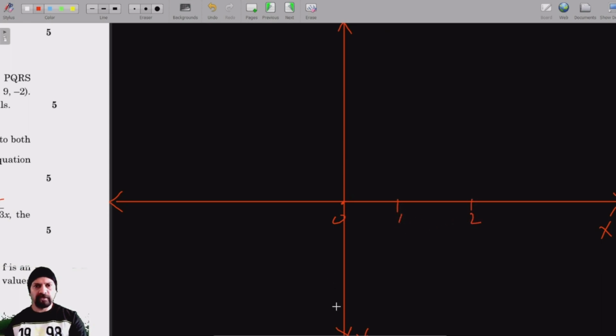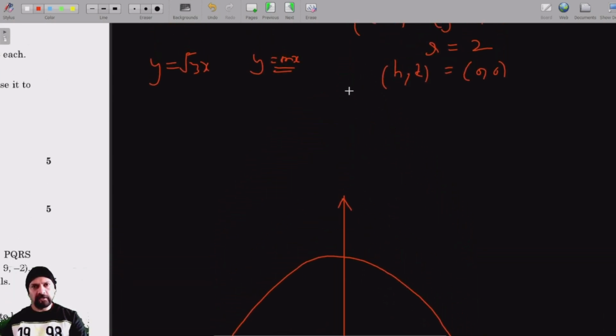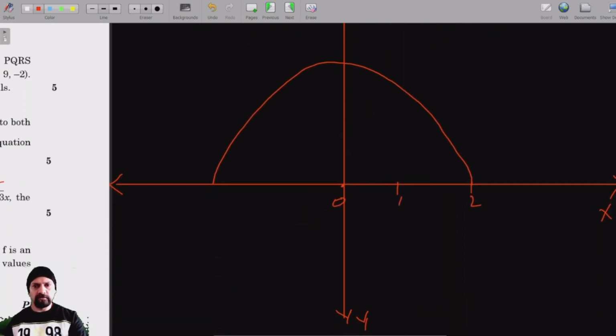We have to just stick to the first quadrant, so I will just draw the part of the circle in the first quadrant. So this is the circle. Now this line is passing through the origin. And now we have to find the point of intersection of the line and the circle.